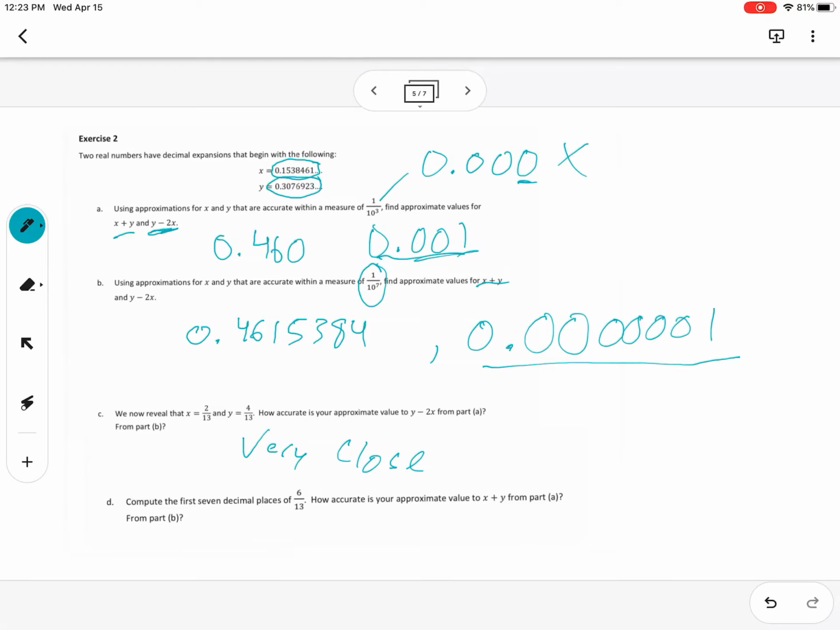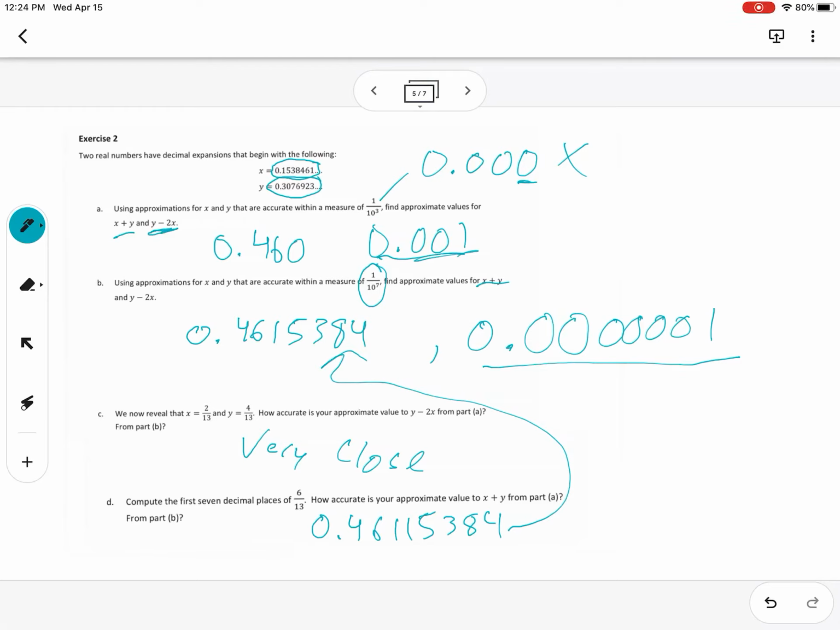It's very accurate. Part D says, compute the first 7 decimals of 6 divided by 13. So all I do is 6 divided by 13, and I get 0.46115384. And it says how accurate is that 6 divided by 13 to the x plus y from part A and from part B. So they're saying compare this to this right here. If you look at that, again, it's pretty accurate. It's pretty close. So those are pretty acceptable answers.